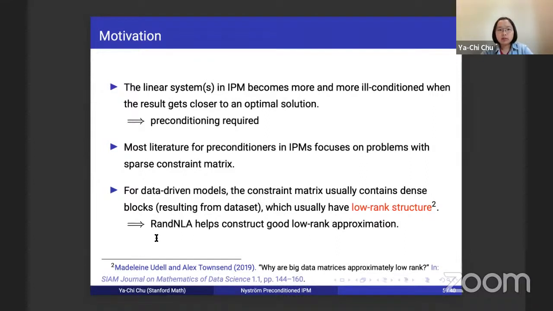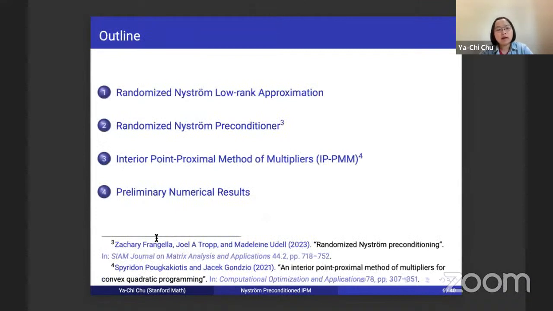Okay, so this will be our agenda for today. First of all, we will talk about a kind of Lorentz approximation we call the randomized Nystrom Lorentz approximation. Then, based on this approximation, we will talk about how we could construct the Nystrom preconditioner. Then we will briefly talk about what we mean by the interior point proximal method of multipliers, and show some preliminary results in the end.